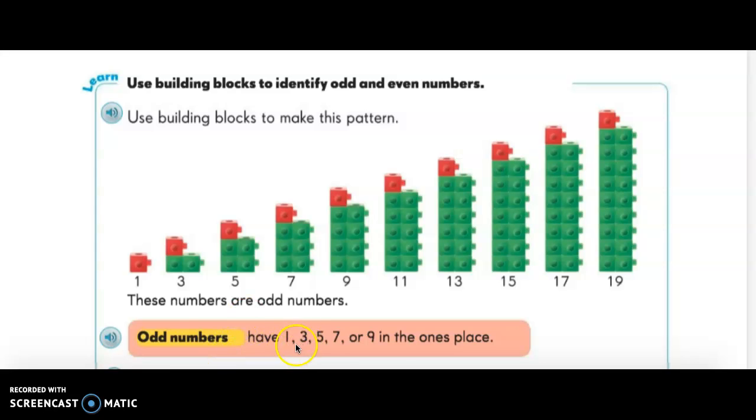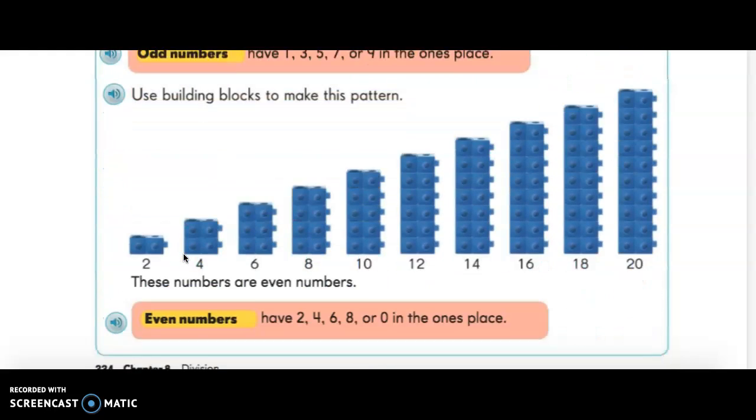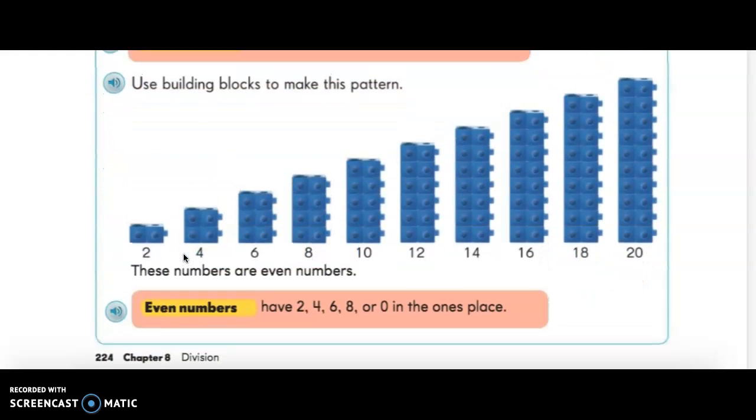Odd numbers have 1, 3, 5, 7, or 9 in the ones place. If you look at our picture here, the green are doubles, and the red is that single that makes it odd. And then here we have even numbers. We have 2, 4, 6, 8, or 0 in the ones place. As you can see, all of these are stacked evenly.